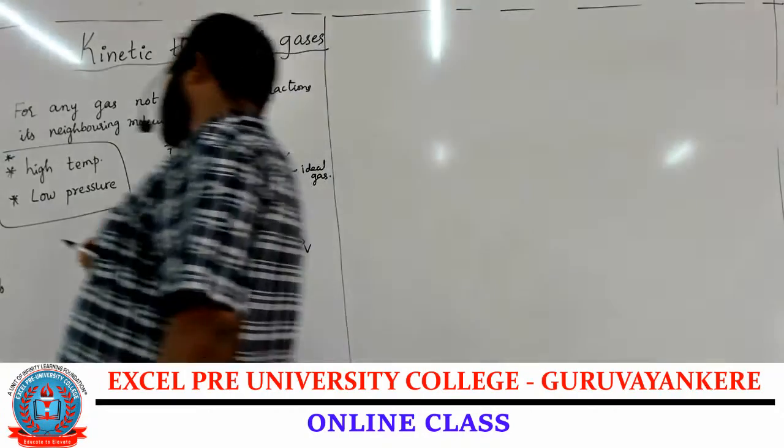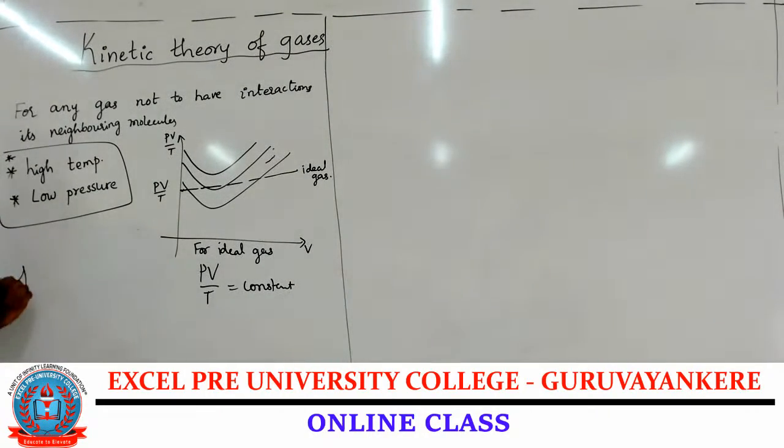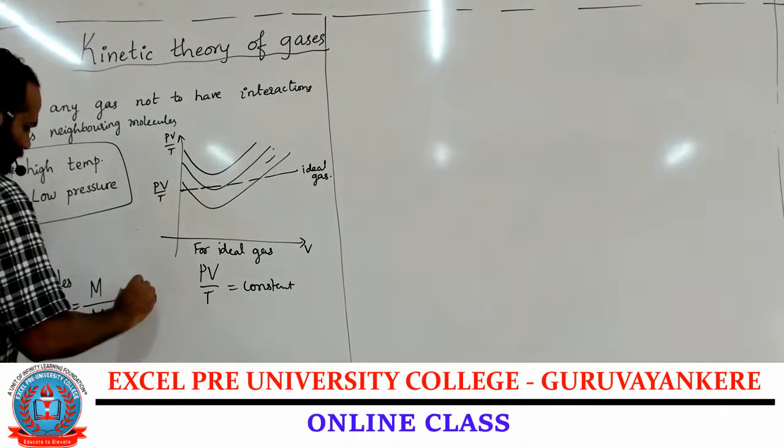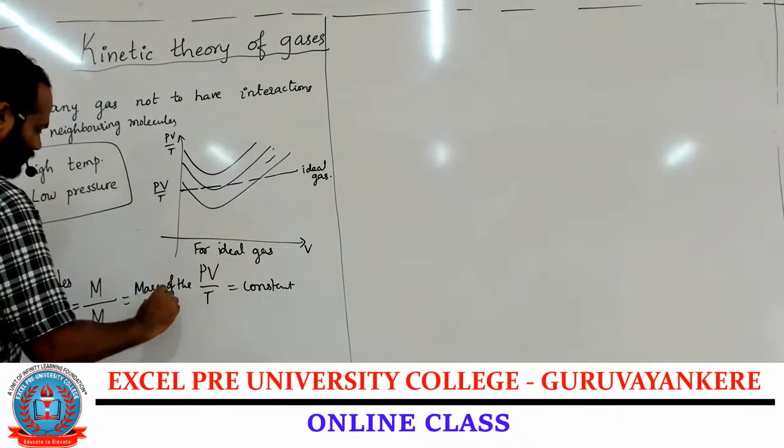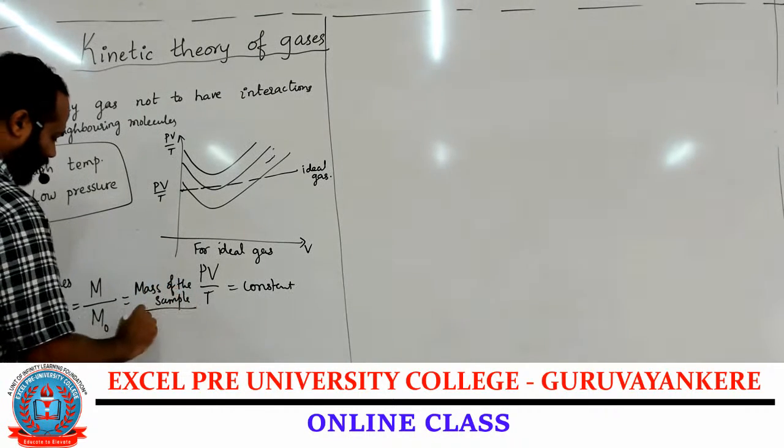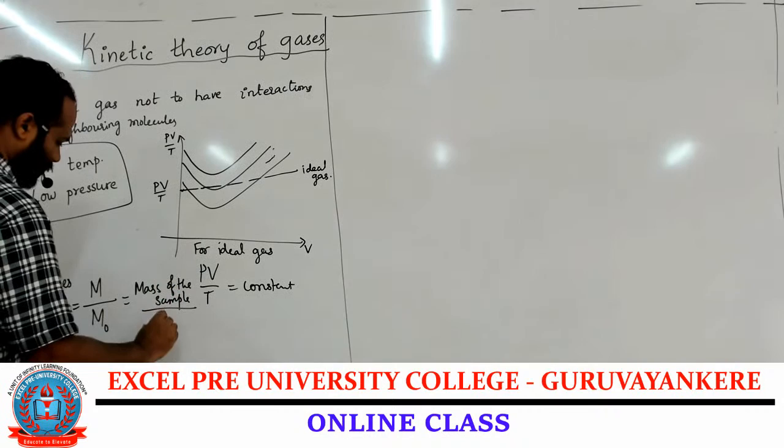Okay. So number of moles, as you have discussed in chemistry, can be n is equal to mass of the sample divided by its molar mass. Correct? Mass of the sample by its molar mass.